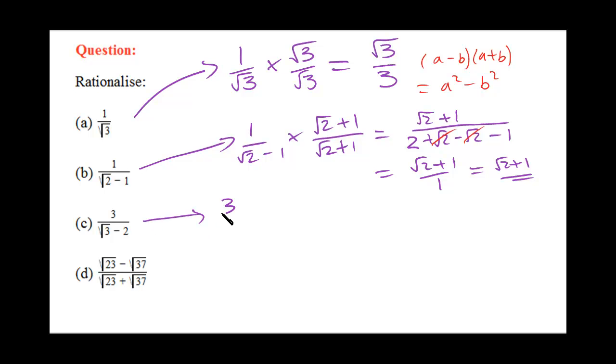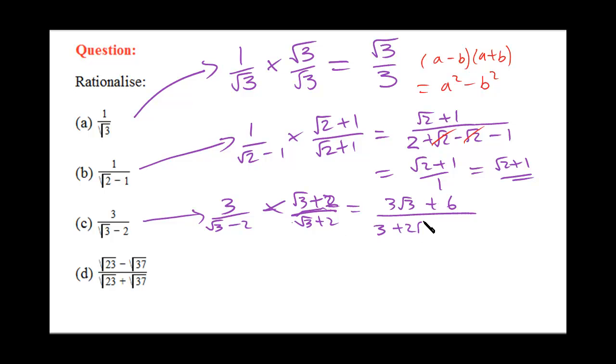Let's do the same thing with this one. Let's use the same technique. We're going to times top and bottom by root 3 plus 2. Root 3 times root 3 is 3 root 3, 3 times 2, that's supposed to be a 2 there, gives us 6. Root 3 times root 3 is 3. Root 3 times 2 is 2 root 3. Minus 2 times root 3 is minus 2.